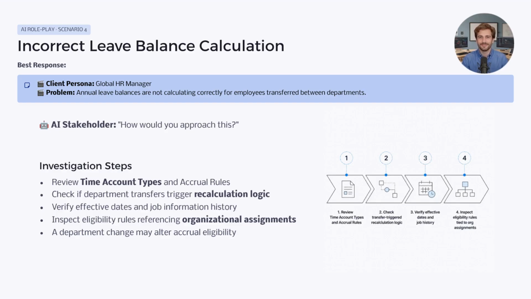Then verify effective dates, job information history, eligibility rules, accrual postings. Look for rule conditions that reference organizational assignments. A department change may alter accrual eligibility.